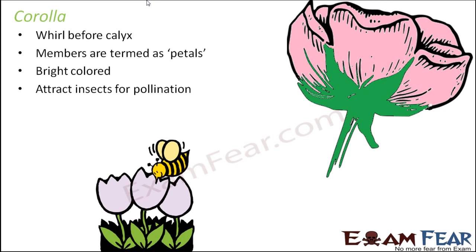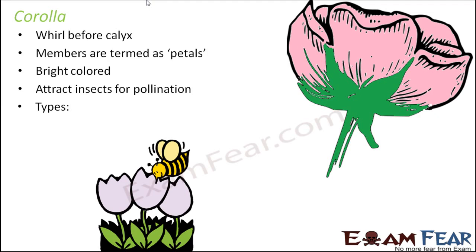They attract insects for pollination. So that is the most important function of petals. That is, their beautiful colors attract insects, and when insects come to them, they act as pollinating agents and help in the process of pollination. Now here I am not going to discuss again in detail about pollination. If you want to learn about it or if you are not aware of what is pollination, please refer videos of reproduction in plants.